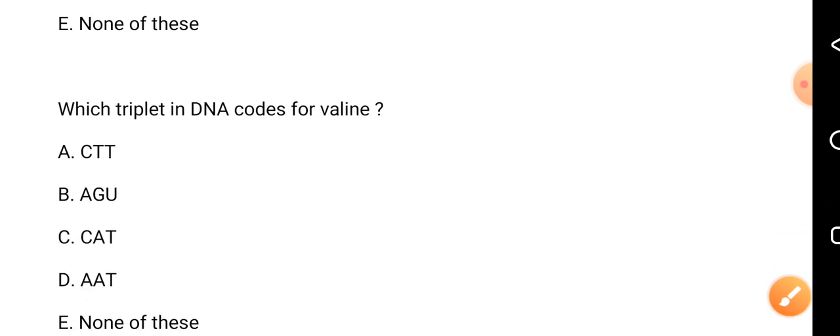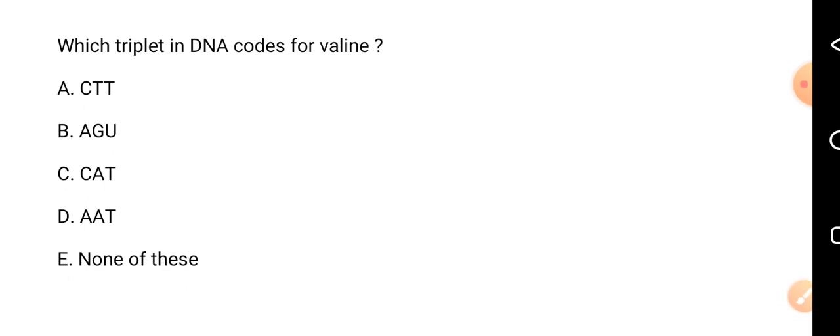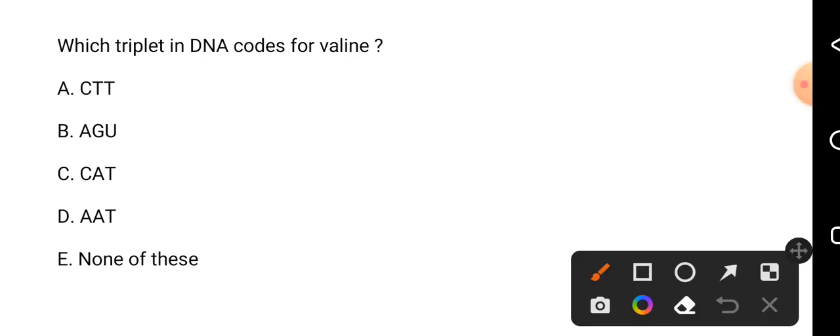And the last question of this video is, which triplet in DNA codes for valine? Its answer is option E, none of these. E is correct here.